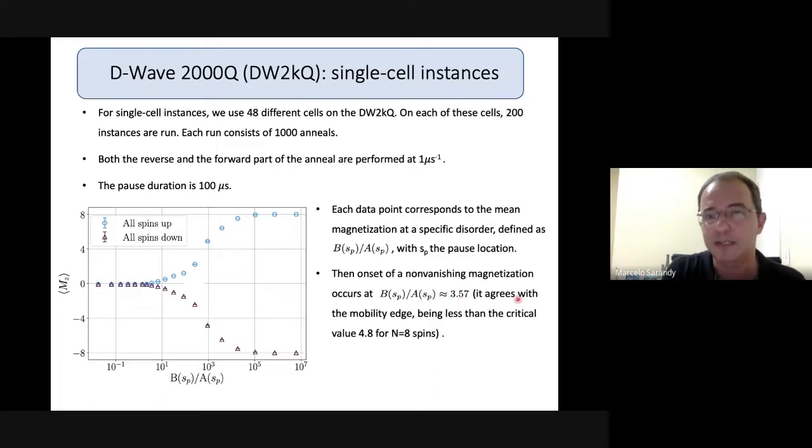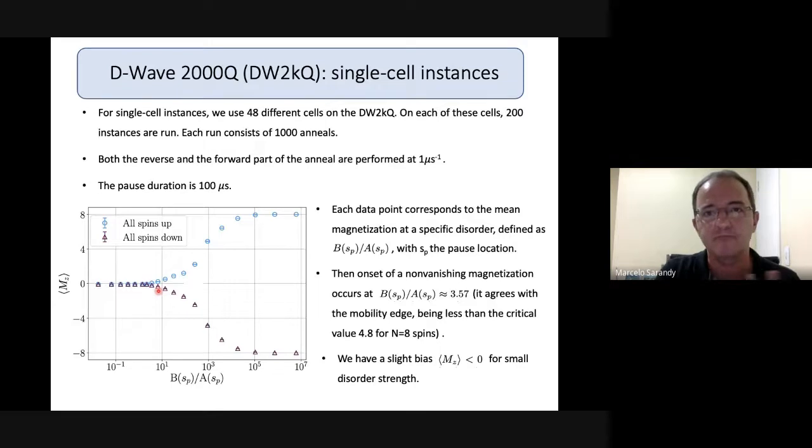It agrees with the mobility edge because we are not necessarily in the hardest state to localize, right? The expected result is to obtain a critical disorder that is smaller than the 4.8 that I showed before, because we are not in a single eigenstate in the middle of the spectrum. Here the system is under decoherence and we are not exactly in the middle of the spectrum, so it's expected that we have a close result but smaller, right?